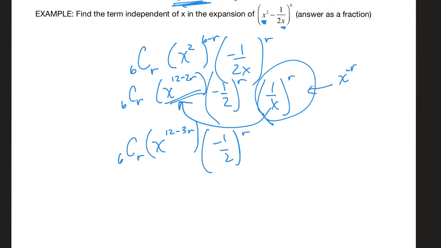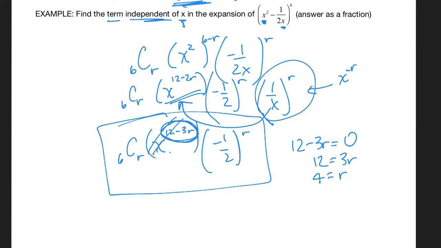Okay, now think back to the way the question is worded, right? It says the term independent of x. So that means if this equaled 0, this term would not have an x in it. So all I have to do is say, okay, well, 12 minus 3r has to equal 0. 12 equals 3r. r equals 4. All right, so if I take the 4 and I plug it in here, right, so this term goes away, I get 6c4 and negative 1/2 raised to the 4th. And putting that in your calculator, you should get 15/16.